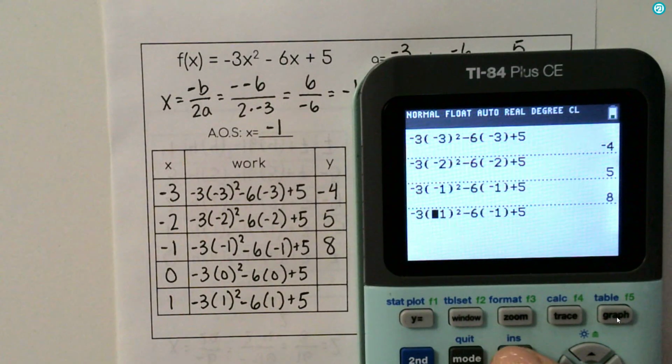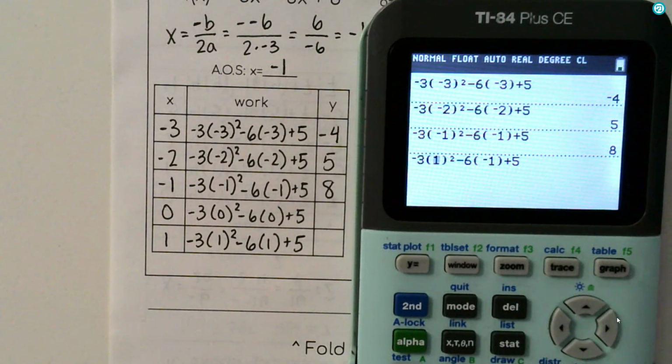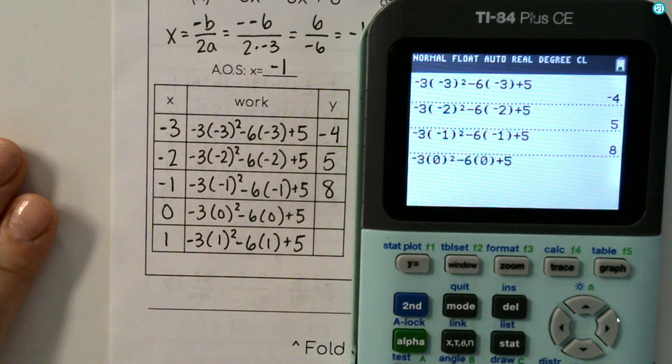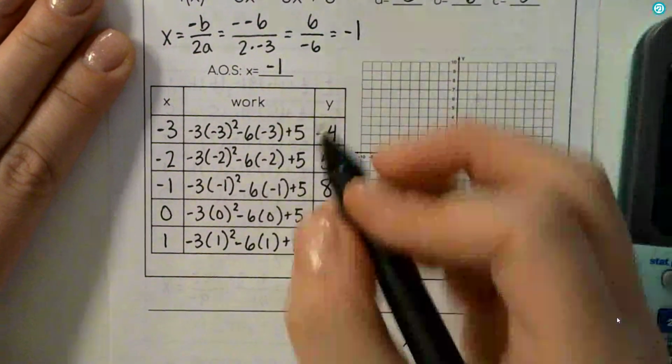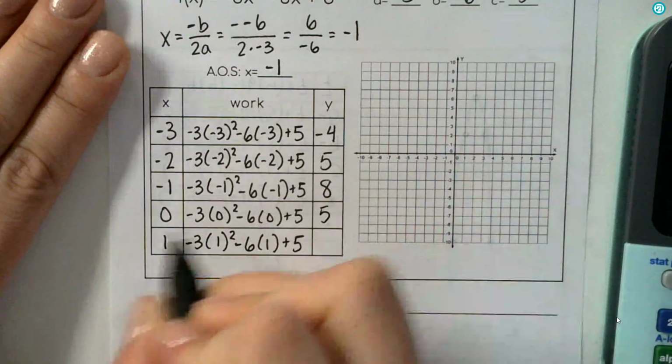So I'm going to hover over the negative and hit delete on it, and then replace the 1 with a 0. Hover over the negative and delete it, replace the 1 with a 0. So if you have negatives and positives, at some point you'll have to delete that negative when you move from the negative side to the positive side. Hit enter, I get 5, which makes sense because that's my y-intercept.